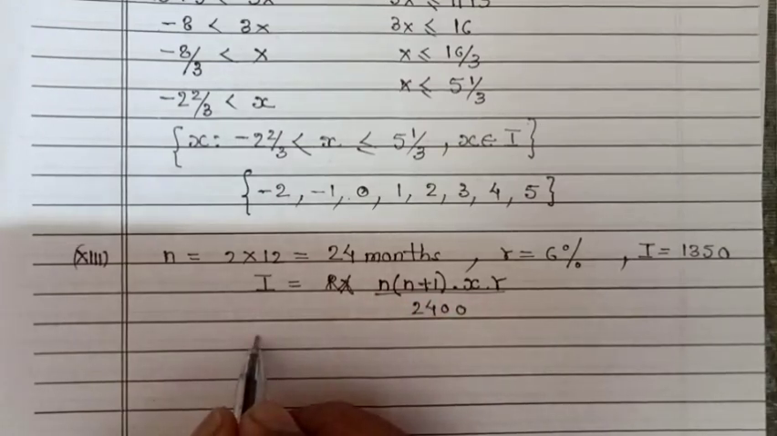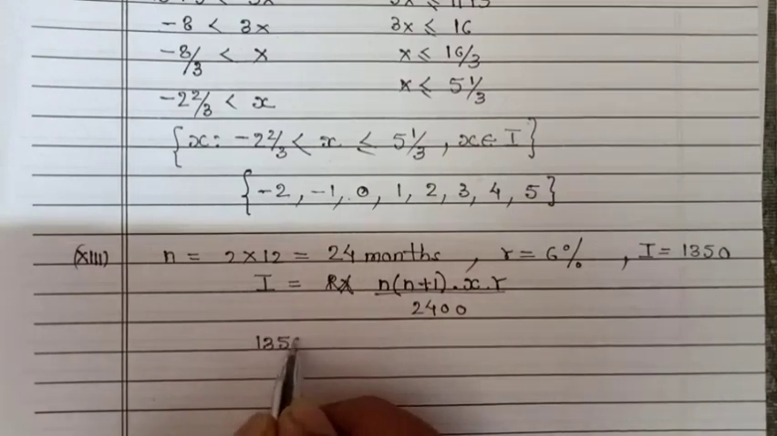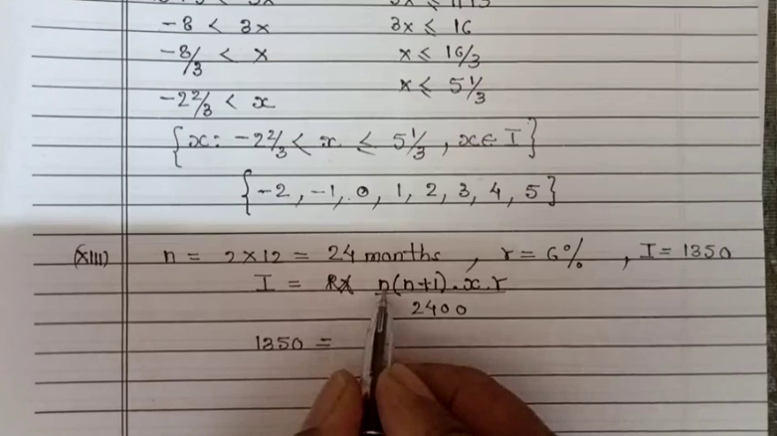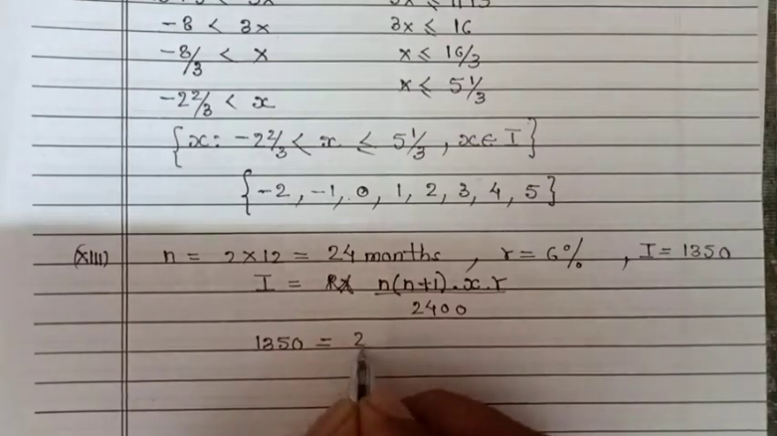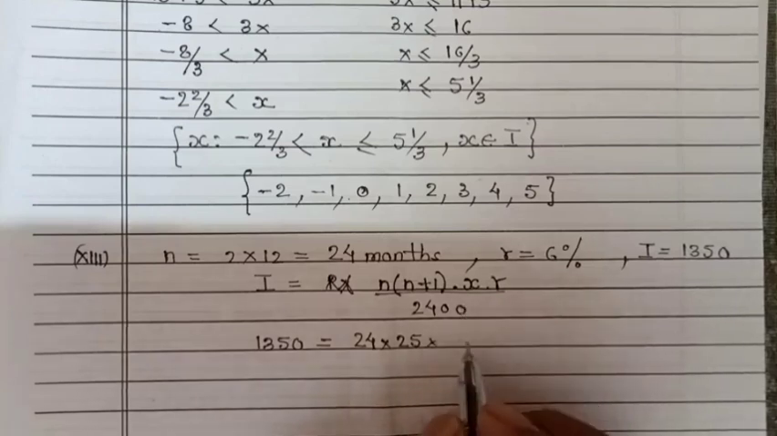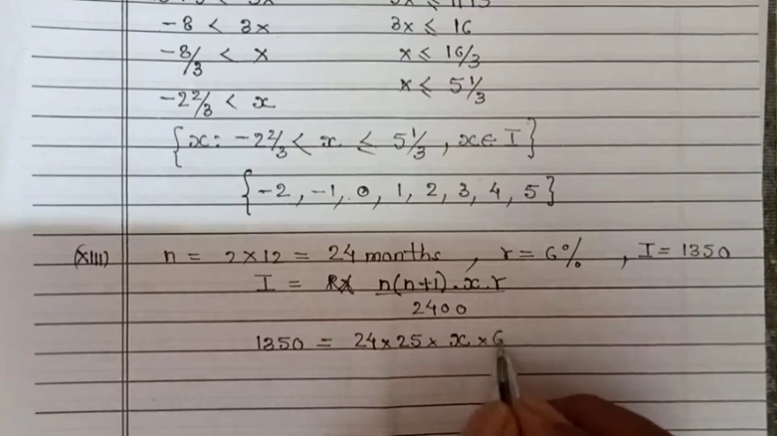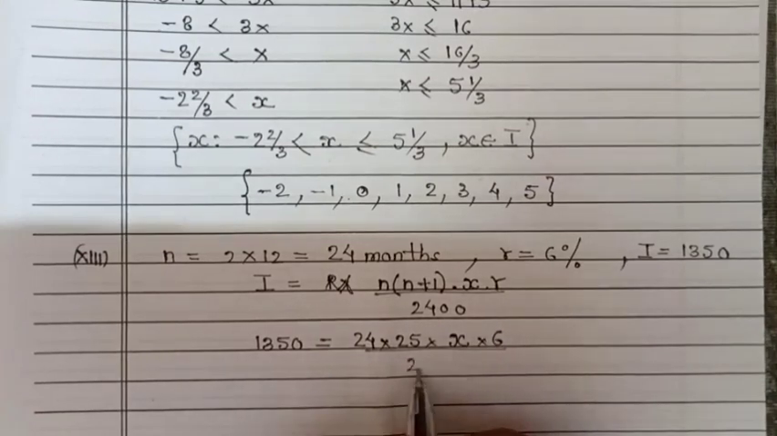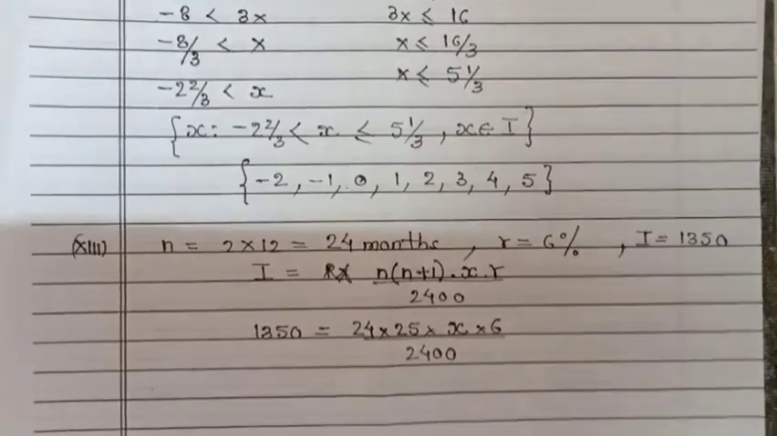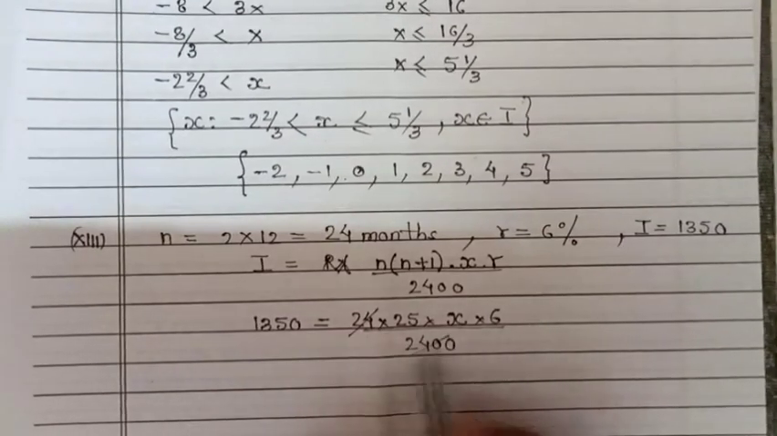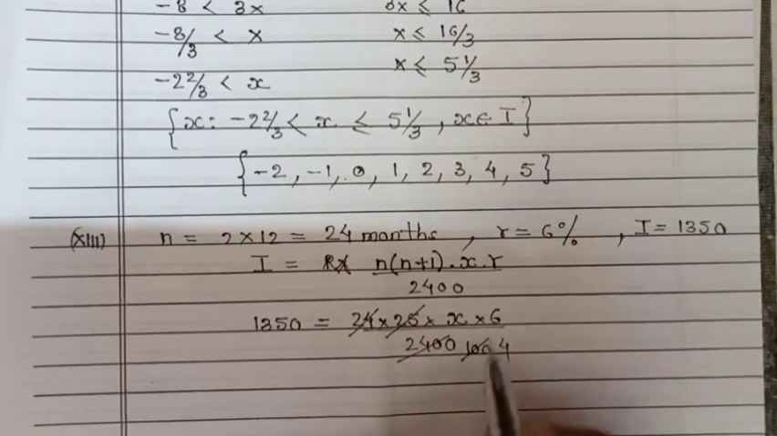Now let's substitute the values. Interest is 1350. N means number of months, it's 24. So 24 into 25 into x. X means monthly installment, which is unknown to us. Rate is 6 upon 2400. If I reduce it, 24 will reduce it 100 times, 25 will reduce it 4 times, 2 will reduce it like this.